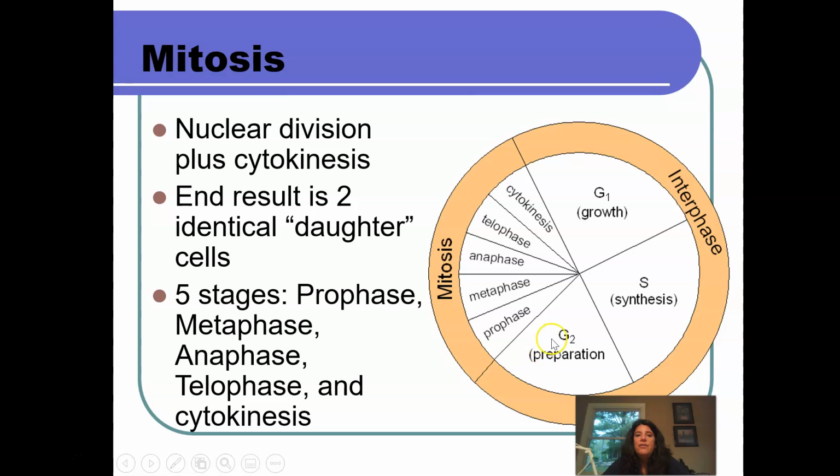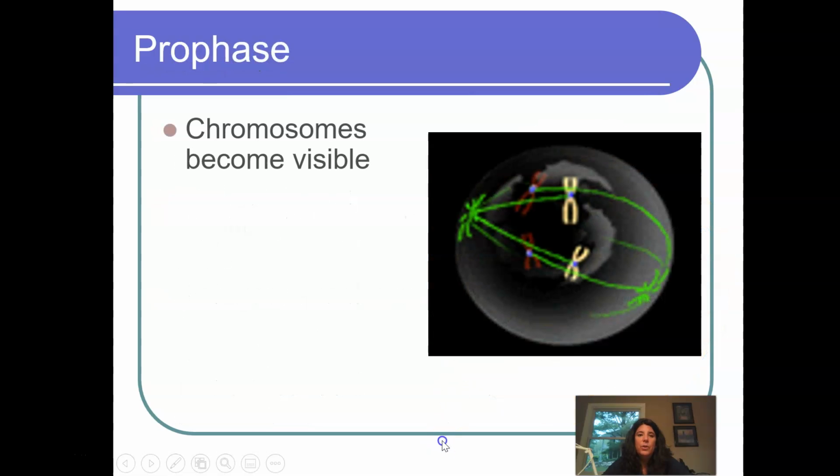Mitosis is a stage of nuclear division. As we go from G1 into the first stage of mitosis, which is prophase, the end result of mitosis is going to be 2 identical daughter cells. There are 5 stages: prophase, metaphase, anaphase, telophase, and cytokinesis, and we're going to go over those real quick.